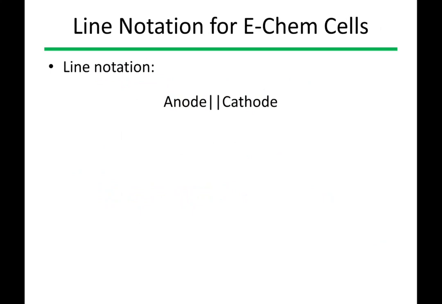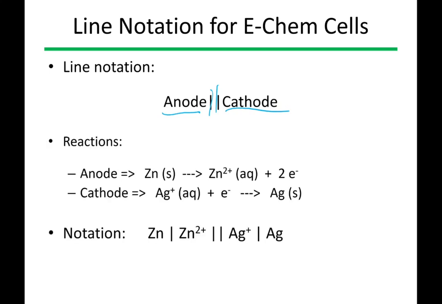So for line notation, we'll always write the anode, a double bar, and then the cathode. So to do this, you'll want to write the reactions out. So remember, we flipped the zinc reaction. And so this was the oxidation half reaction, that's the anode. And then the cathode half reaction, where the reduction occurs, is the silver reaction as it was written.